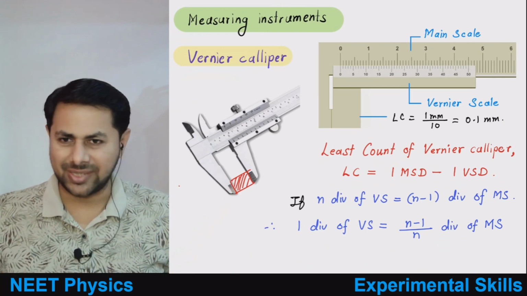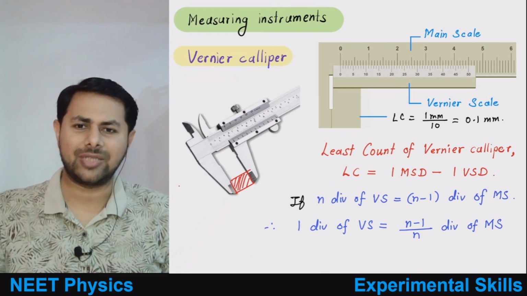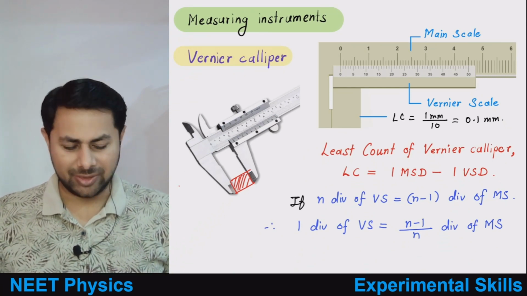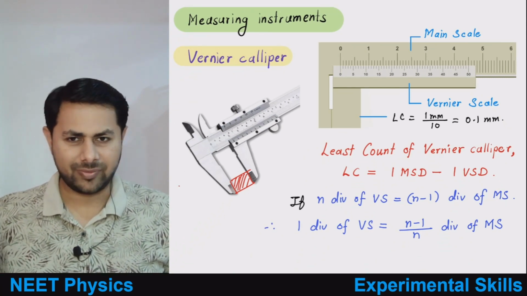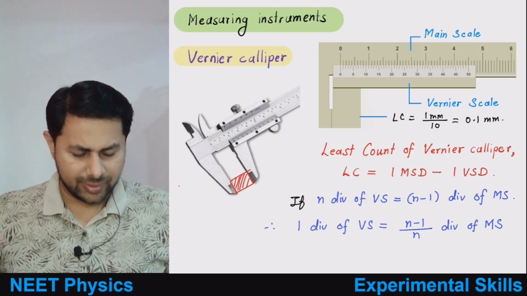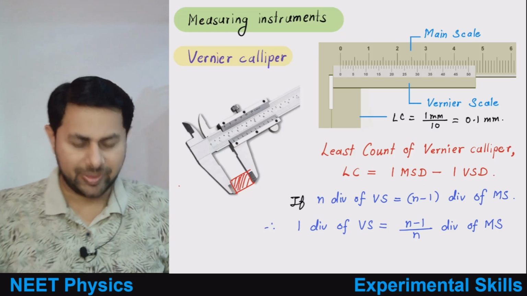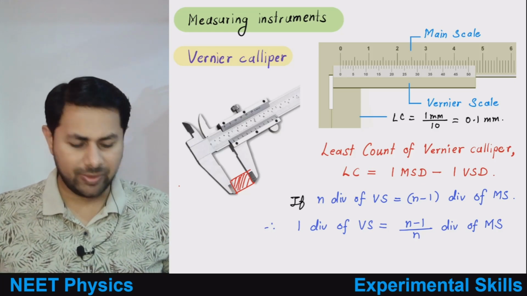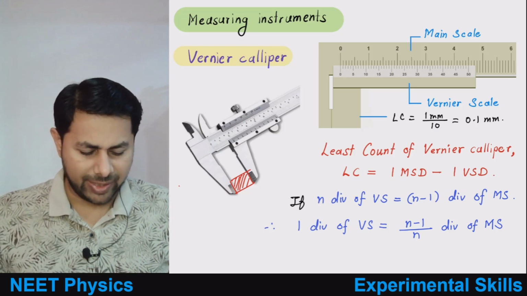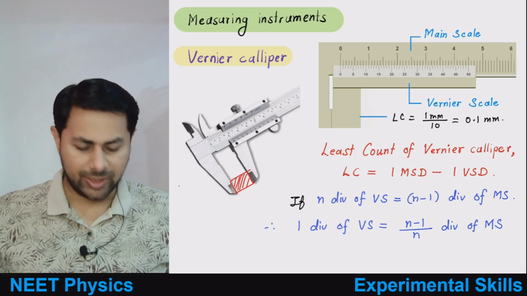There can be several scales. For example, 10 divisions of the Vernier scale can match with 8 divisions on the main scale. This is a specific case, but most probably it will be the earlier case, right? So let's see how we find the least count of the Vernier caliper.